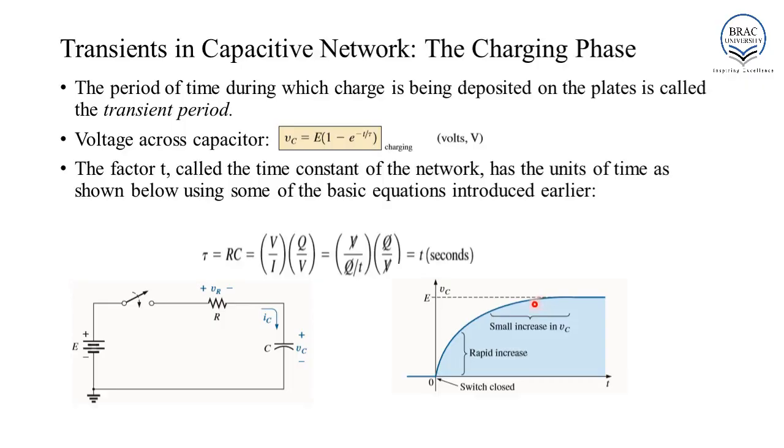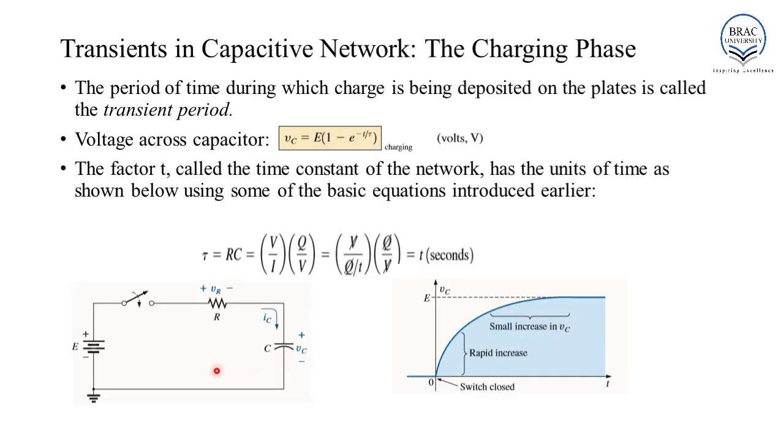The time period required by the capacitor to reach this voltage E is known as the transient period. That is from 0 up till this point. The point where Vc becomes equal to E marks the end of the transient period. When the voltage across the capacitor becomes equal to E, it is said that the capacitor has reached the steady state.